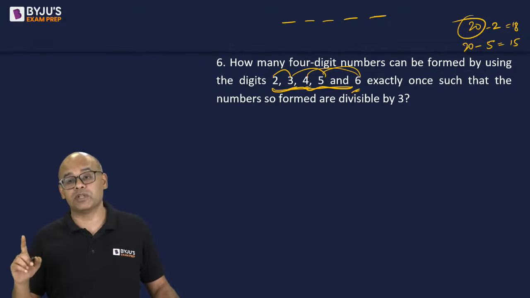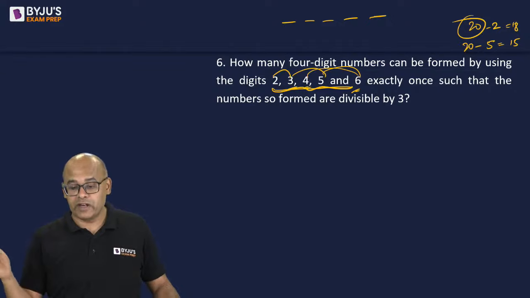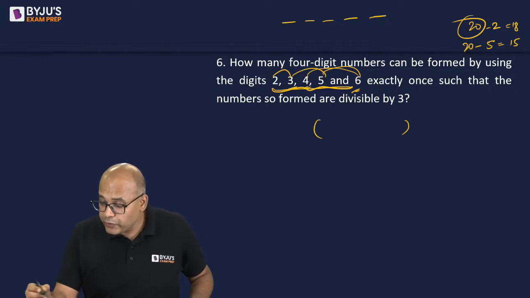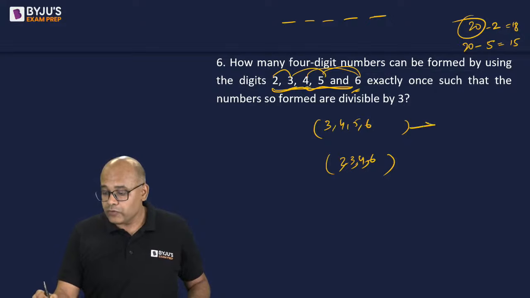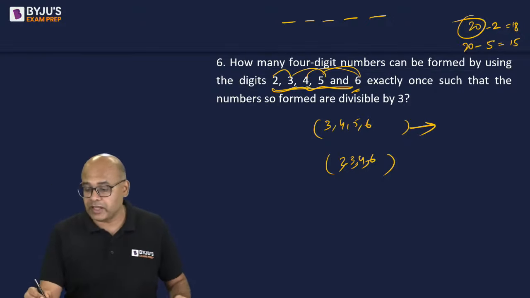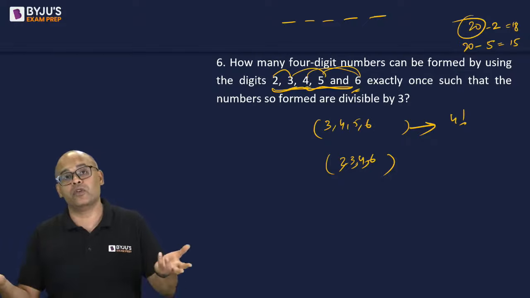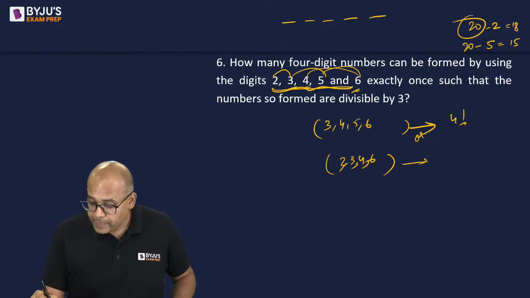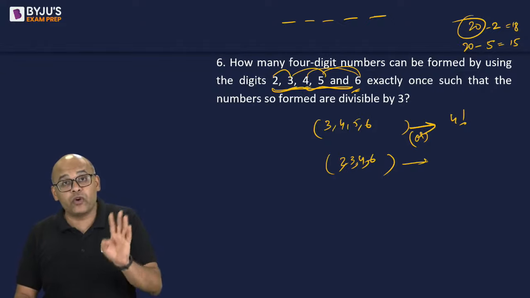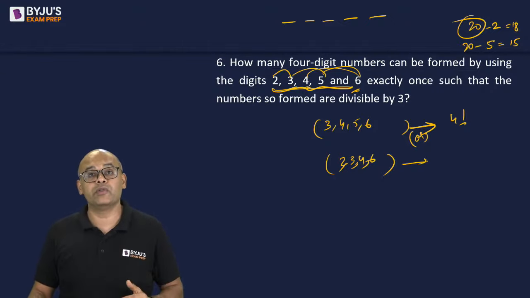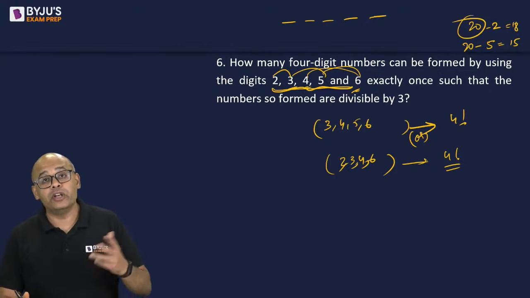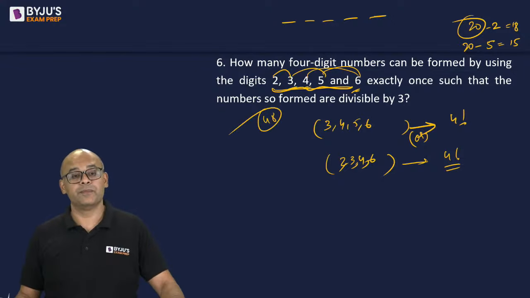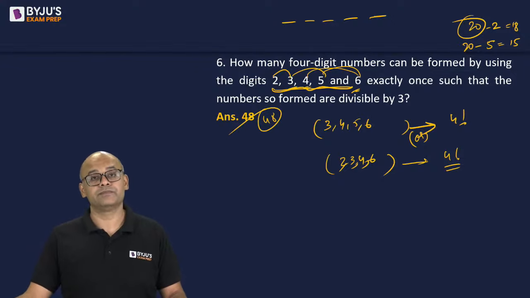The only 2 cases possible are you don't have 2 in it, or you don't have 5 in it, which means the possibilities are, if you don't have 2, it is 3, 4, 5, 6. If you don't have 5, it is 2, 3, 4, 6. So 4 digit numbers using 3, 4, 5, 6. How many are there? 4 factorial, because 4 numbers, 4 places, 4 factorial. Now, or it is 2, 3, 4, 6. Again 4 digits, 4 places. How many ways can you arrange? It is 4 factorial. So this is basically 4 factorial, which is 24 into 2, which is 48. So the answer is 48.